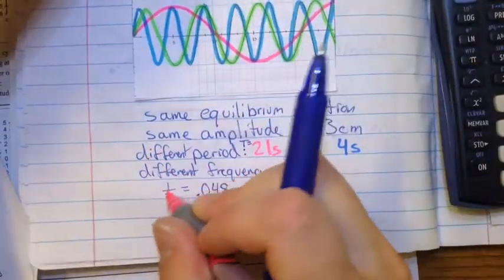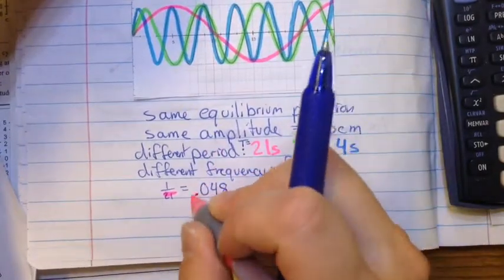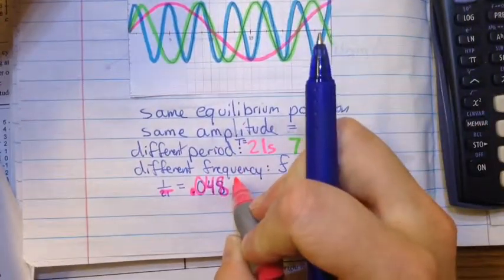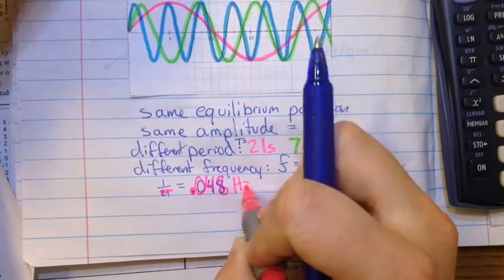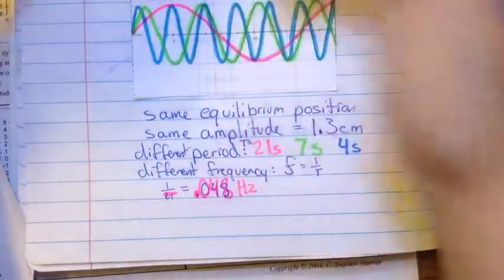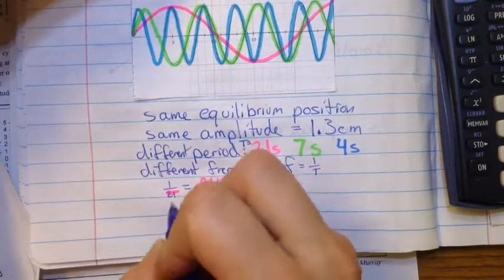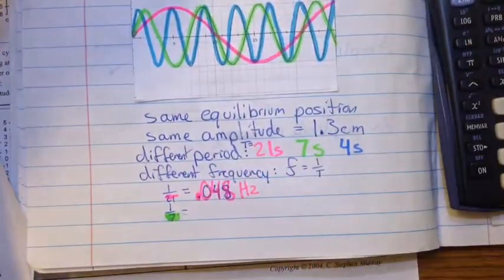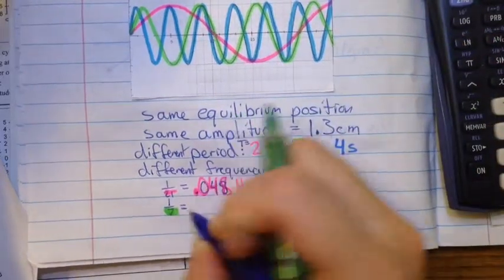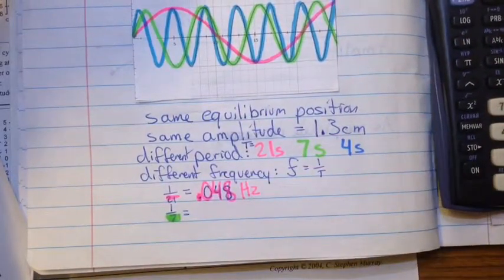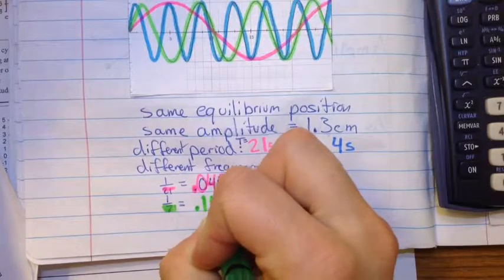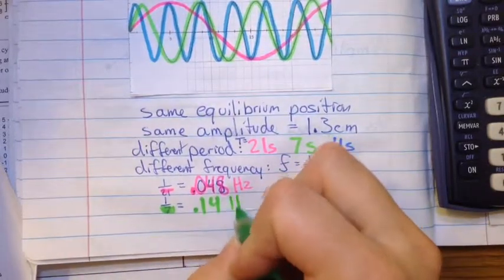0.048. Okay? What are my units going to be? Frequency measured in hertz. Hertz. 1 divided by 7 for my green graph is 0.142, so 0.14 hertz.